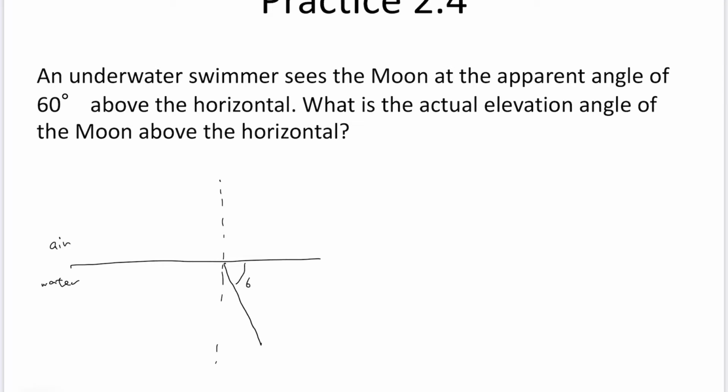So this is 60 degrees. This is 60 degrees, the moon. So this means 30 degrees. 30 degrees. The swimmer sees the moon here.